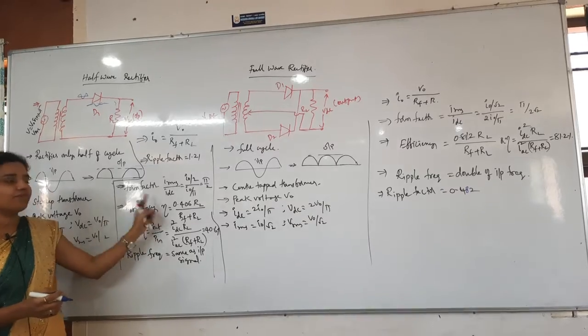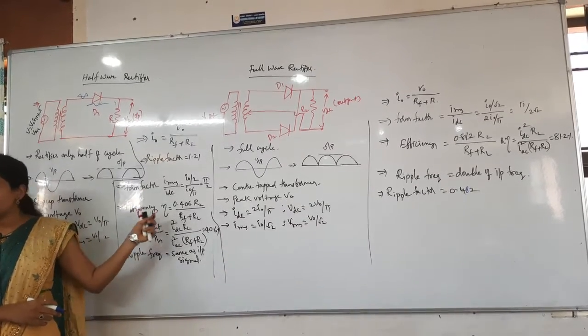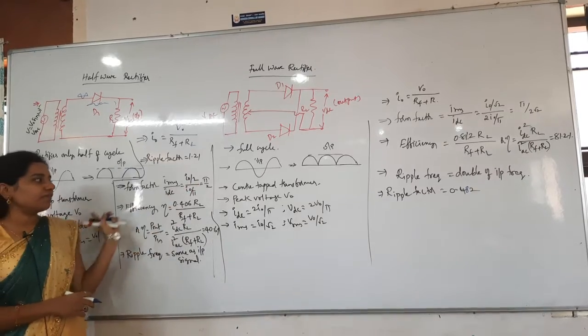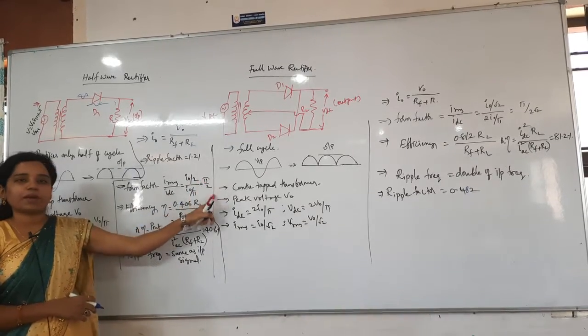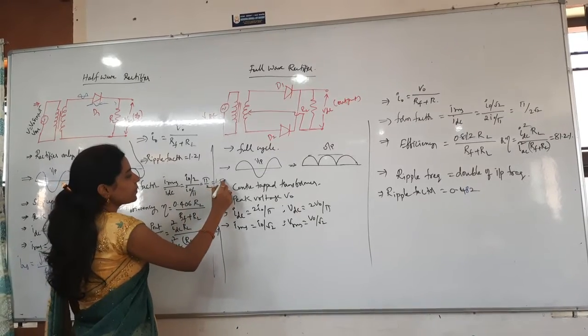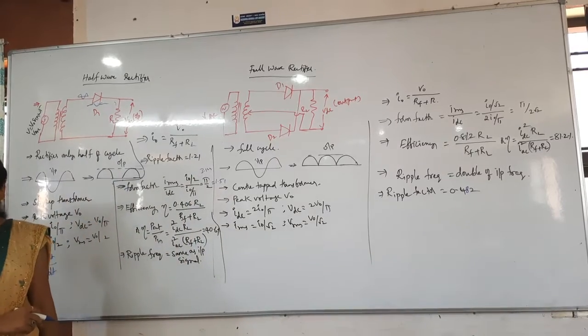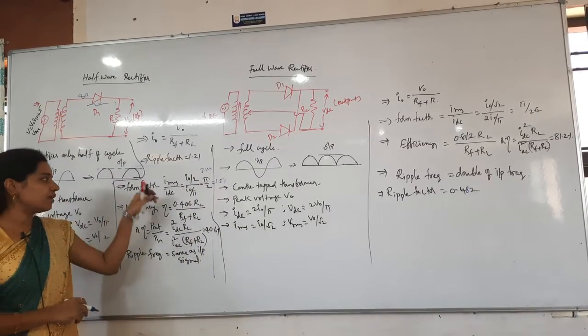Then next one is the form factor. We already know the form factor. What is the formula of the form factor? IRMS by IDC. Whenever I substitute those values, we get pi by 2 as the answer. What is pi by 2? Around 1.5, like that, around 1.57. So that is the form factor.